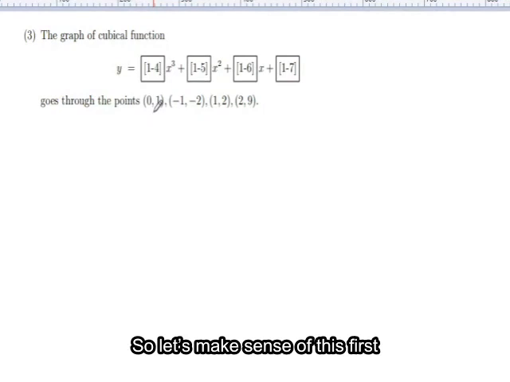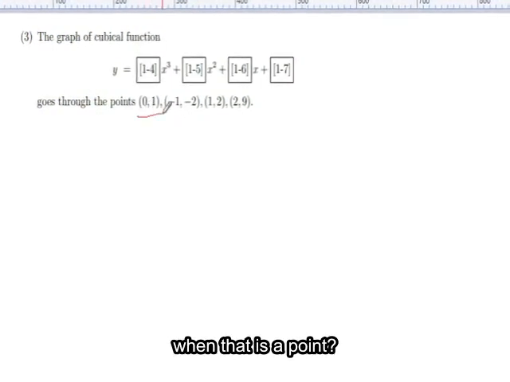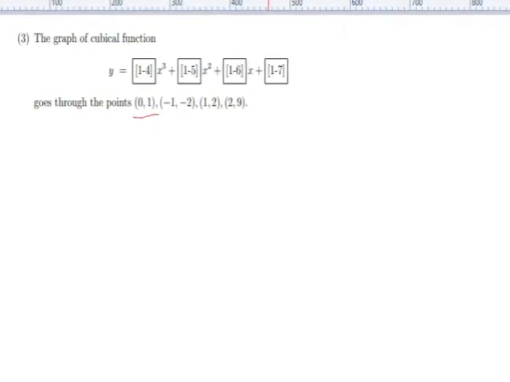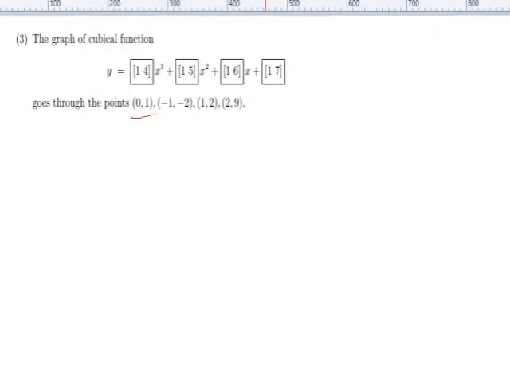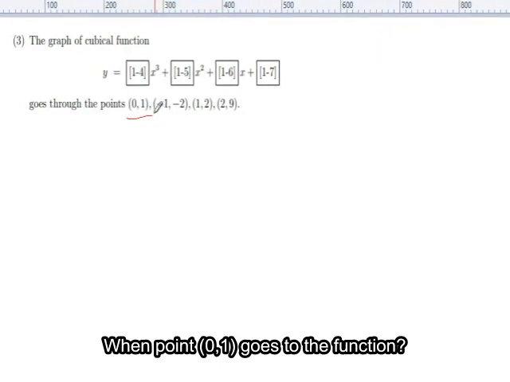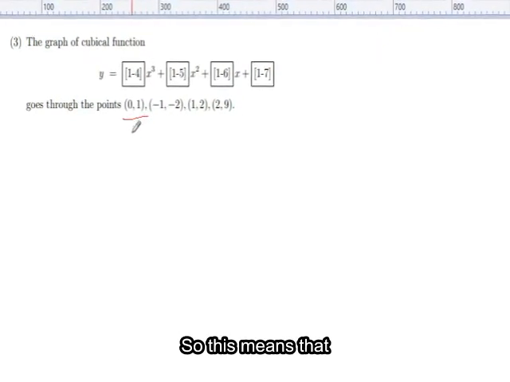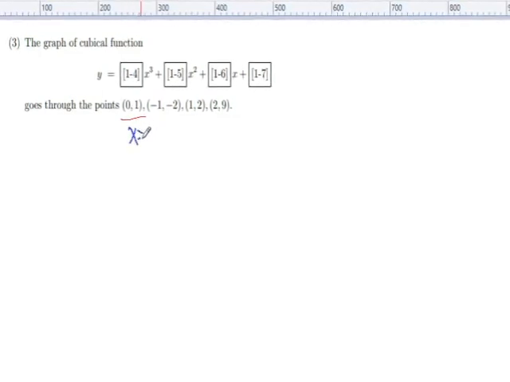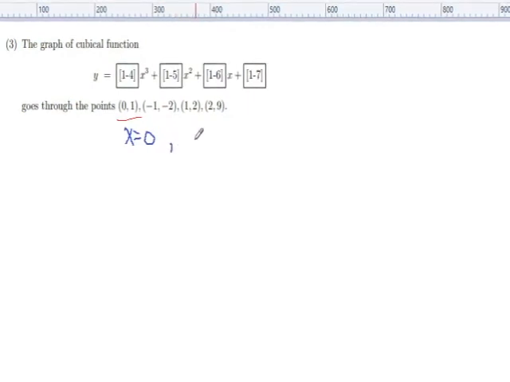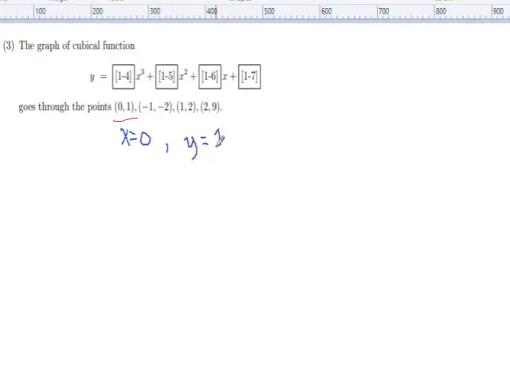So let's make sense of this first. What does it mean when this is a point? What does it mean when the point (0, 1) goes to the function? So this means that when x equals 0, the value of the function y equals 1.